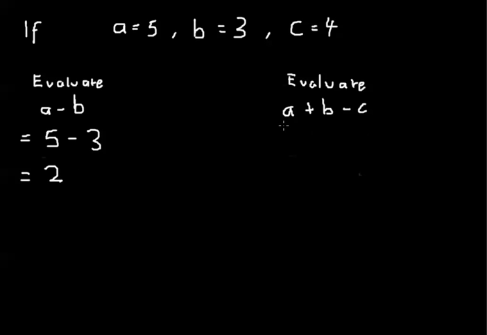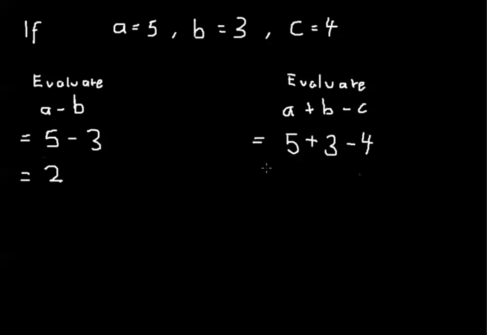The next one, what we've got here is a plus b take c. So another nice simple one here. So we've got a plus b. So it becomes a is equal to 5 plus b, which is equal to 3, minus c, which is equal to 4. Now what you'll notice is that I haven't changed any of the signs around. The signs stay where they are. All I've done is replace the letters with the numbers.